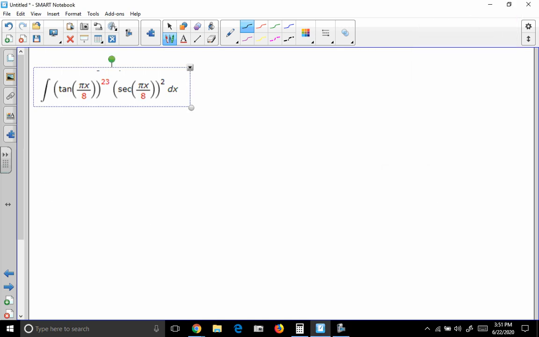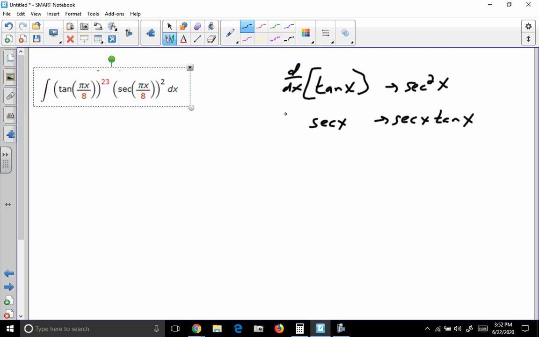Now the rules for secants and tangents are a little bit different. Remember that the derivative of tangent is secant squared. The derivative of secant is secant tangent. So the derivative of tangent is that. The derivative of secant is that.